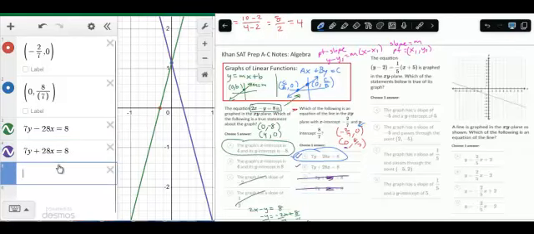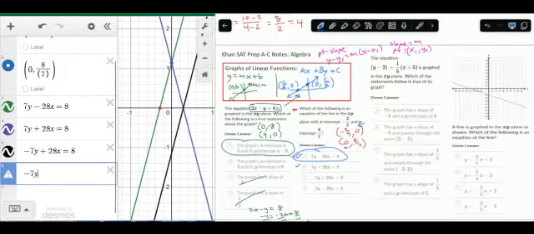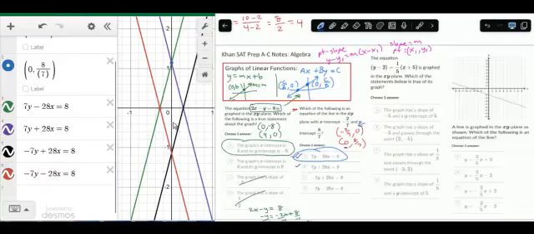We could test the remaining two. So here negative 7y plus 28x equals 8 again does not pass through, and finally negative 7y minus 28x equals 8 also does not pass through both of these points. Okay, so the only one that passes through both the x and the y-intercept that are designated is that green line, which is option A.